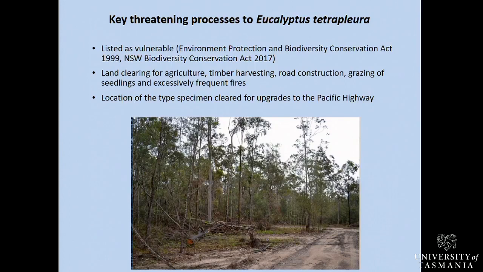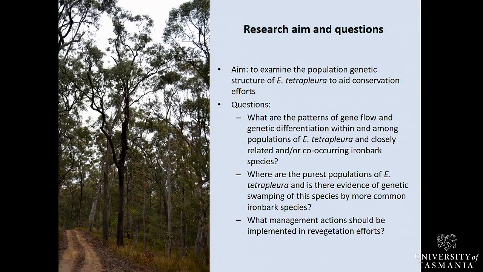And so after clearing the land, RMS came to the Botanic Gardens and said, oh, can you guys do a genetic study now on Eucalyptus tetrapleura to give us advice on how to regenerate the species? So we went in, and the aim of our research was to examine the population genetic structure of Eucalyptus tetrapleura to aid conservation efforts.